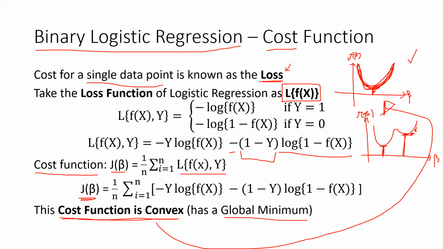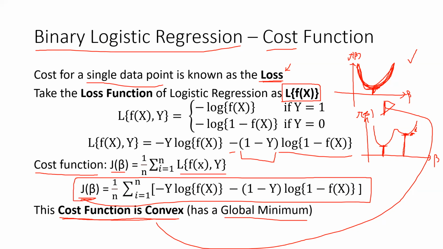Because of that reason, we have to use this ugly cost function instead of mean square errors, right? We are not going to prove how this cost function comes about, or how the mean square cost function is proved, and so on. We just have to understand and remember that this is how it is, right?